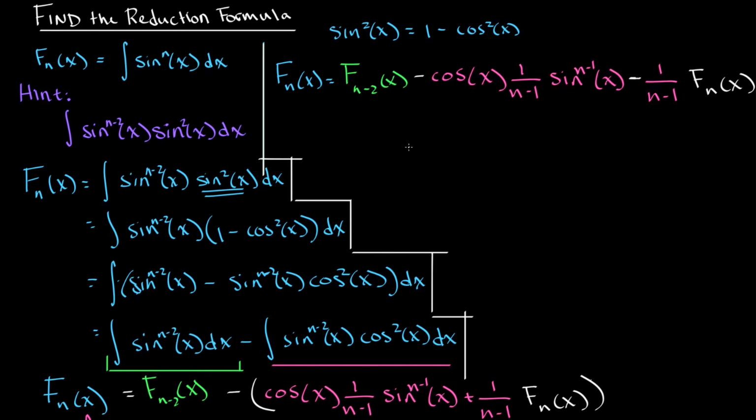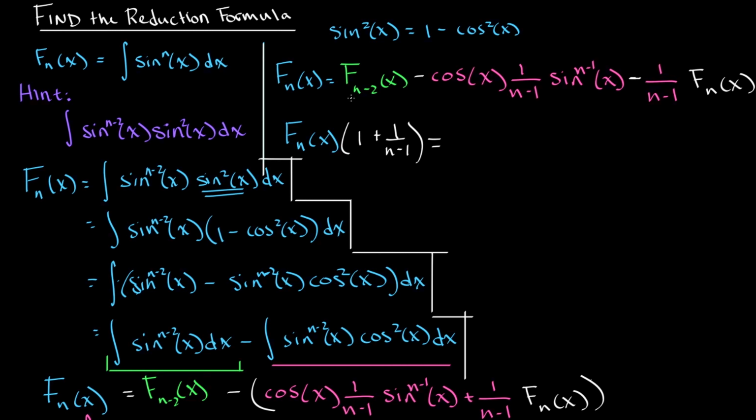This we can factor out. I'll leave that in blue. So this is capital F sub n of x. And then we factor that out, and we're going to be left with 1 plus 1 over n minus 1 here. We added this term over, and then we factored out capital F sub n of x. And this is what we're left with on this left-hand side. So we got rid of that.